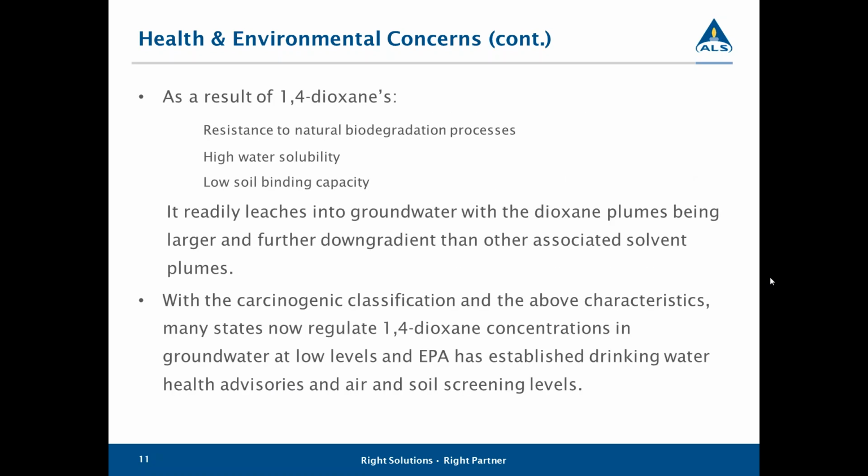One of the main reasons why it's such an important thing for the environmental community is it readily leaches into groundwater out of soil. It doesn't want to be retained in the soil. It's got low binding capacity. It's got very high water solubility. It doesn't biodegrade well at all. Because of that, when there is a spill, the plumes tend to be larger and further down gradient than other associated solvents, just due to the mobility of the 1,4-dioxane.